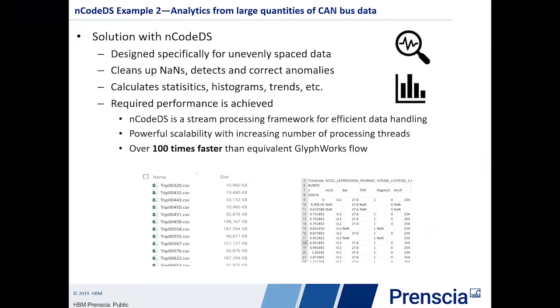So GlyphWorks is great. GlyphWorks is fast at analyzing a lot of different types of data. This type of data, where it's non-equally spaced, you're working with large tables of data, you want to be able to process it, you get massive speed ups by using Encode DES.